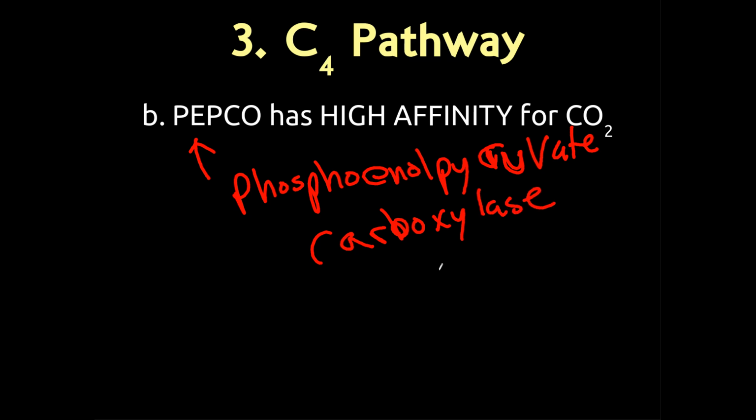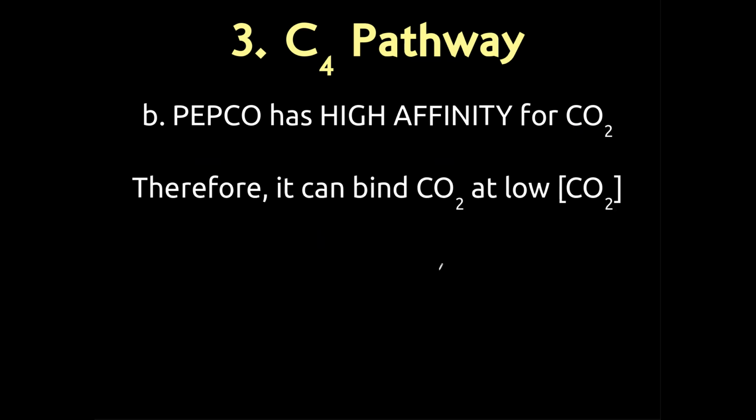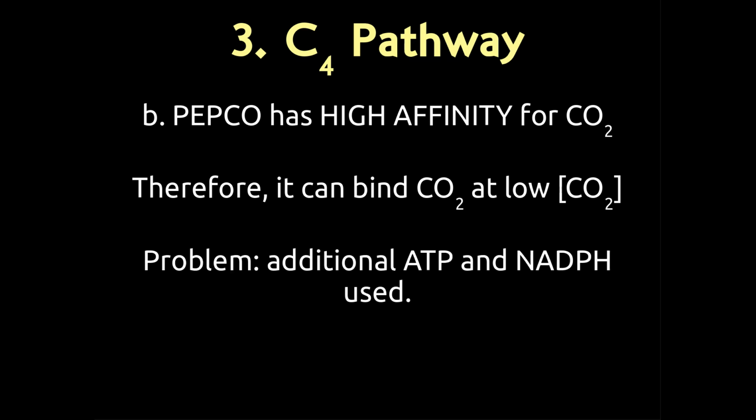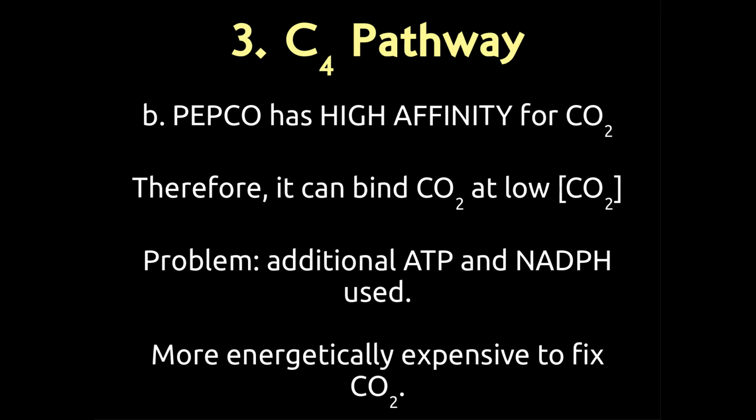Carboxylase. And it has a very high affinity for CO2. Therefore, it can bind CO2 even at low CO2 levels. The one problem with this is that it takes additional NADPH and ATP used. It's not quite as energetically efficient as Rubisco is. So it makes it more energetically expensive to fix carbon dioxide. However, that being said, it's not nearly as expensive as losing up to half of your carbon by photorespiration.